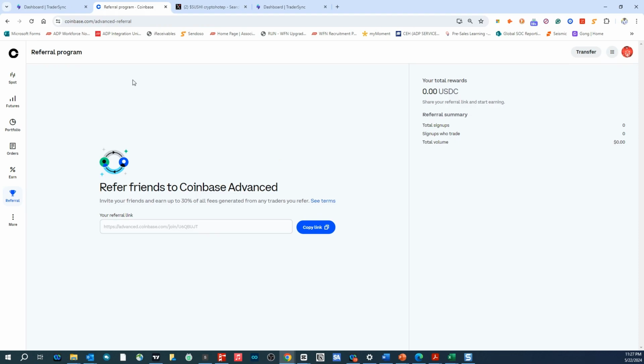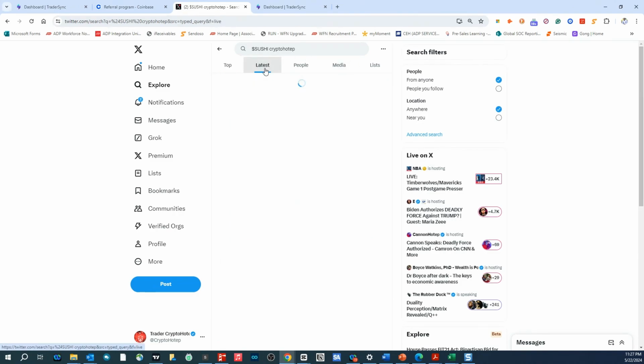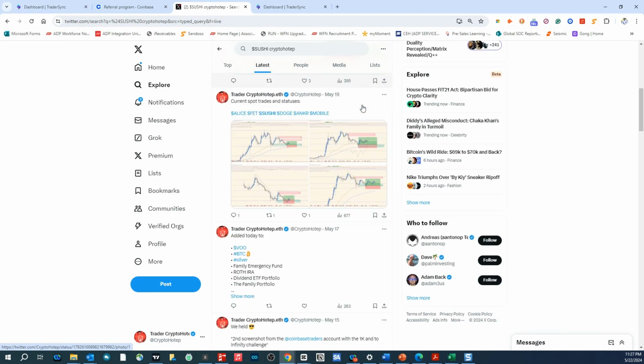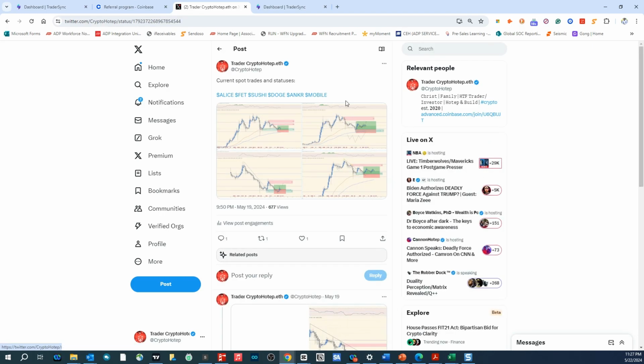Okay, and with that being said, guys, we can jump in here. I'll first go to my Twitter, and we will search for the trades that I have been in. So these have been the trades that I was currently in: Elise, Fetch, Sushi Swap, Dogecoin, Anchor, and Mobile. A lot of trades, about 6 trades, more than what I'm used to.